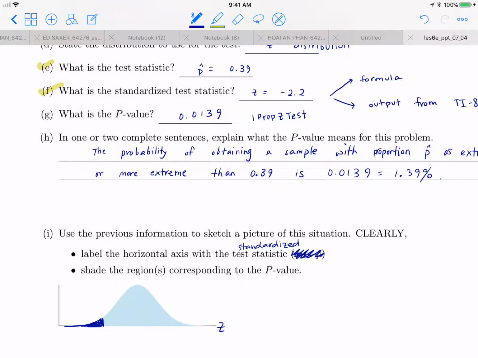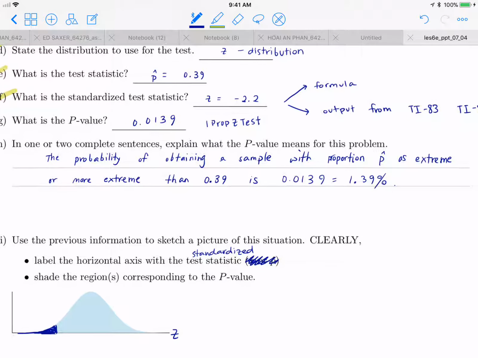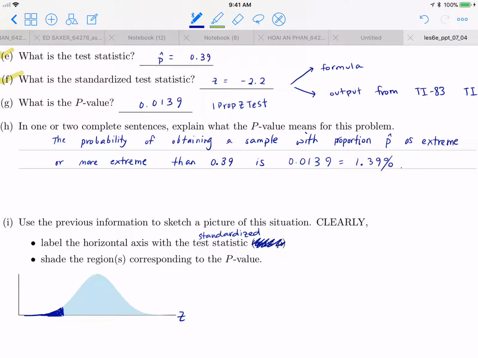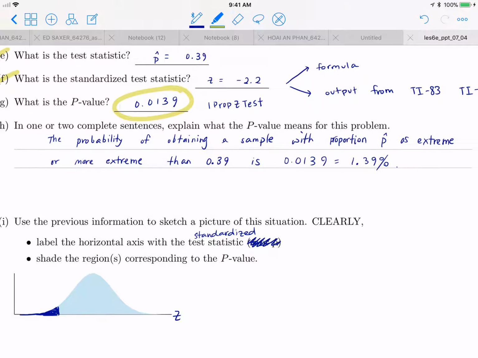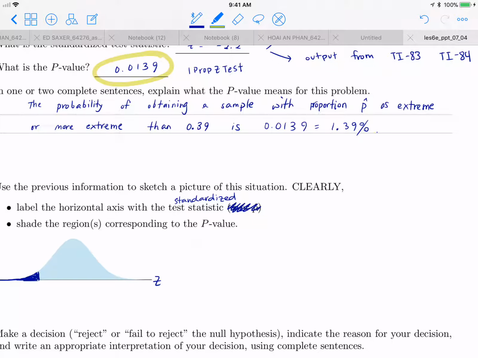That's what I want from this picture. So when you enter that information into your one prop z-test, you should get that your p-value is 0.0139, and we have here what that means. Explain what the p-value means.